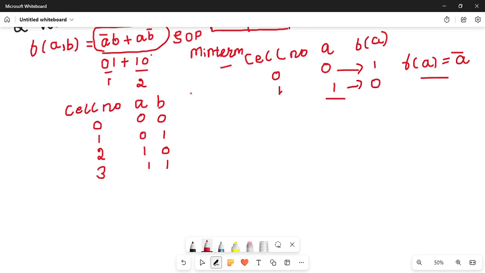And now if I consider my f of a comma b, according to the given question it is 0, it is 1, 1, 0.